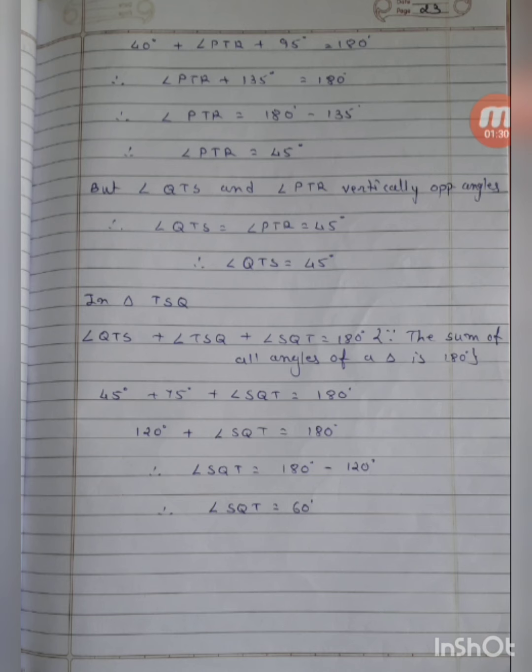Now, in triangle TSQ, angle QTS plus angle TSQ plus angle SQT is equal to 180 degrees, because the sum of the angles of a triangle is 180 degrees. Here also they give you two angle measurements: 45 degrees plus 75 degrees plus angle SQT is equal to 180 degrees. Then 120 plus angle SQT is equal to 180 degrees. Then angle SQT is equal to 180 minus 120 degrees. Then angle SQT is equal to 60 degrees. Thus we find the value of SQT is equal to 60 degrees.